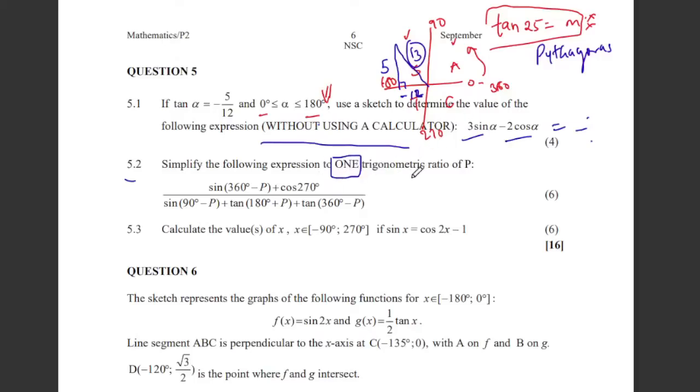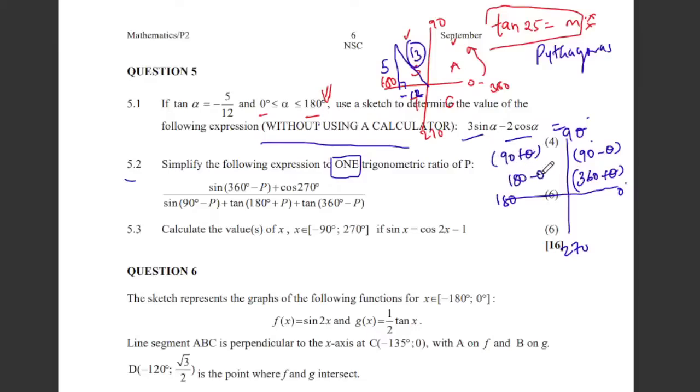So, expression to one trig ratio of P. These are reductions. Reductions still take you back to the Cartesian plane. Remember 0, 90, 180, 270, and then 360. This quadrant is known as the quadrant of 360 plus, and it's also known as the 90 minus. This is the quadrant of 90 plus, also known as the quadrant of 180 minus. The quadrant here is 180 plus, and the last quadrant is known as 360 minus.